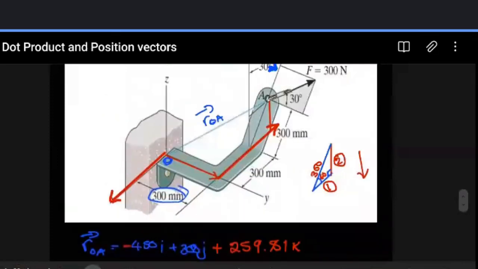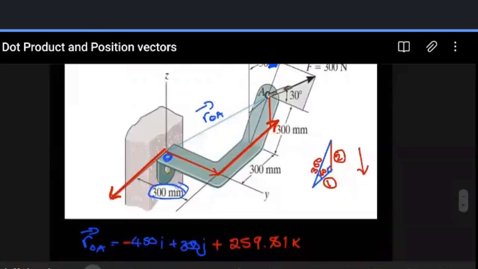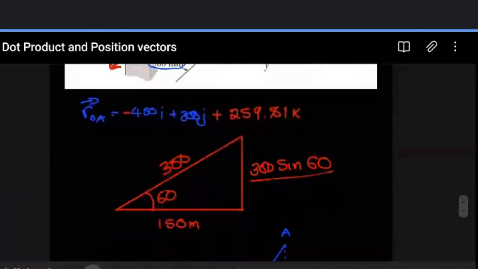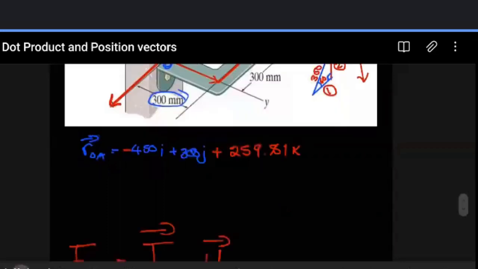Okay, ROA is sorted out. The next one that we now want to do is express the force in Cartesian vector form. Because remember, to get the projection along OA, we need the force itself, dotted with the unit vector pointing along OA. So here we have the displacement vector along OA. Let's get the unit vector. To get the unit vector, we need the magnitude first.